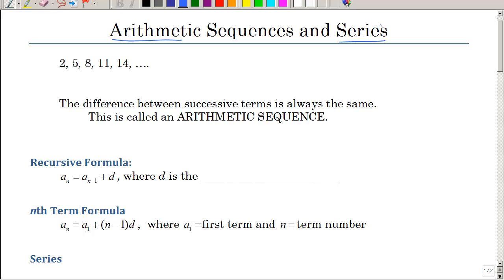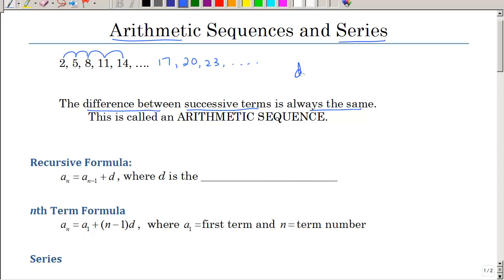A sequence is just a list, but an arithmetic sequence is where the difference between each term is always the same. What did I do? I added 3, added 3, added 3, added 3, so I could get 17, 20, 23, and keep going. That's an arithmetic sequence when the difference between them is the same.